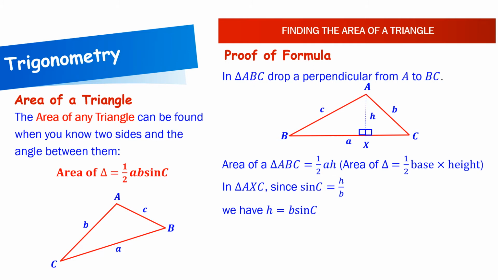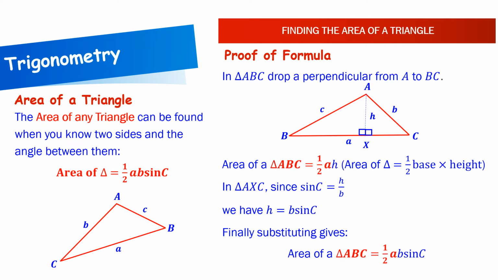as shown. And then substituting in the formula for the area of a triangle, we have that the area of a triangle ABC equals half a times b sine C, which equals h. And therefore we have proved that the area of a triangle ABC is equal to half ab sine C.